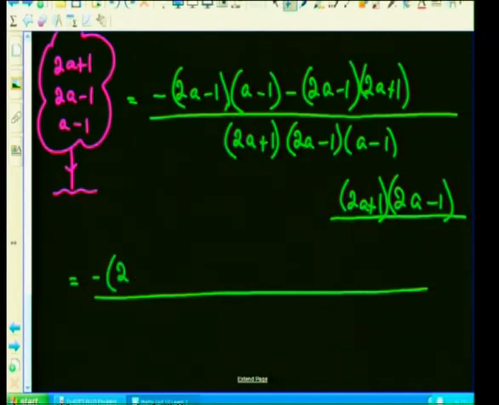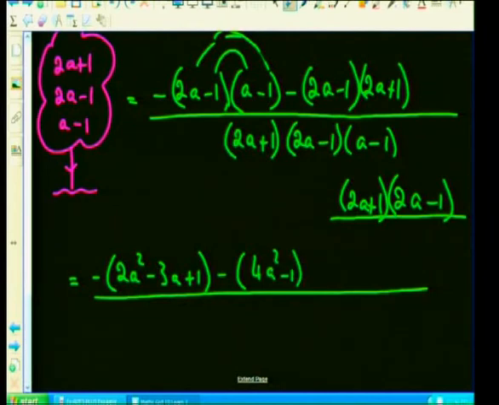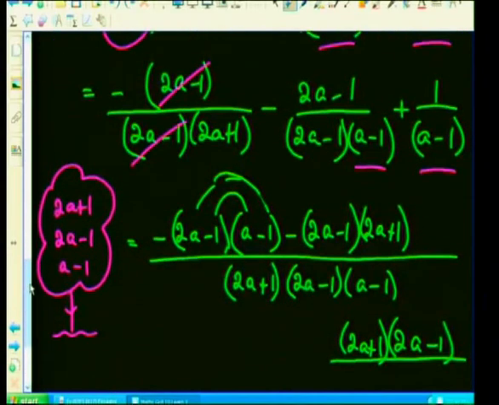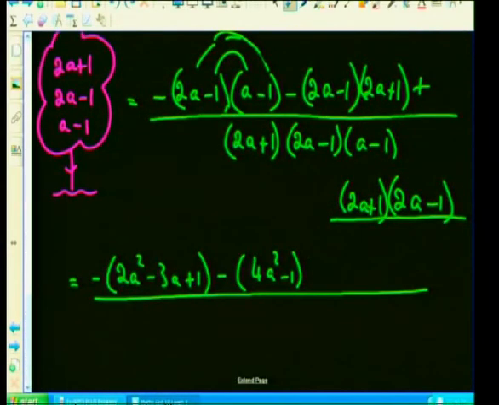Negative into 2a squared minus 1a minus another 2a's gives me minus 3a plus 1. Minus into, oh, that's difference of 2 squares. 4a squared minus 1. And our last term, which was, and let's just double check, yes, it was a plus. That's also a difference of 2 squares, 4a squared minus 1.